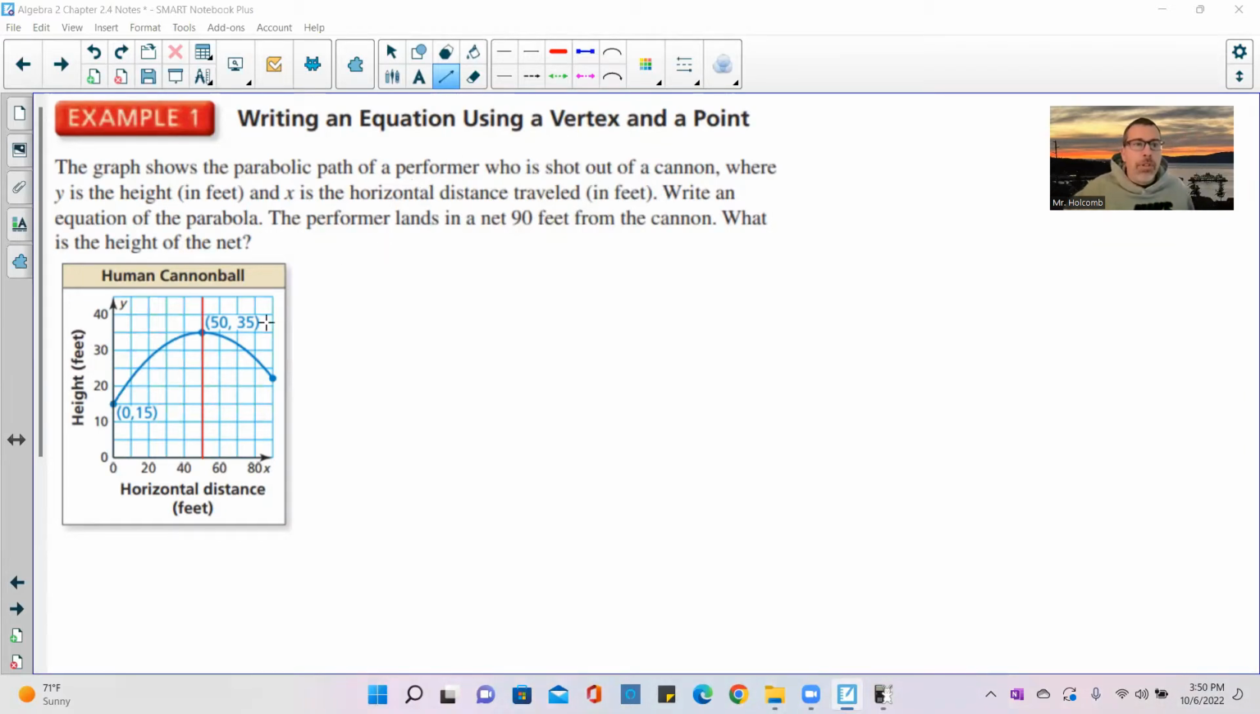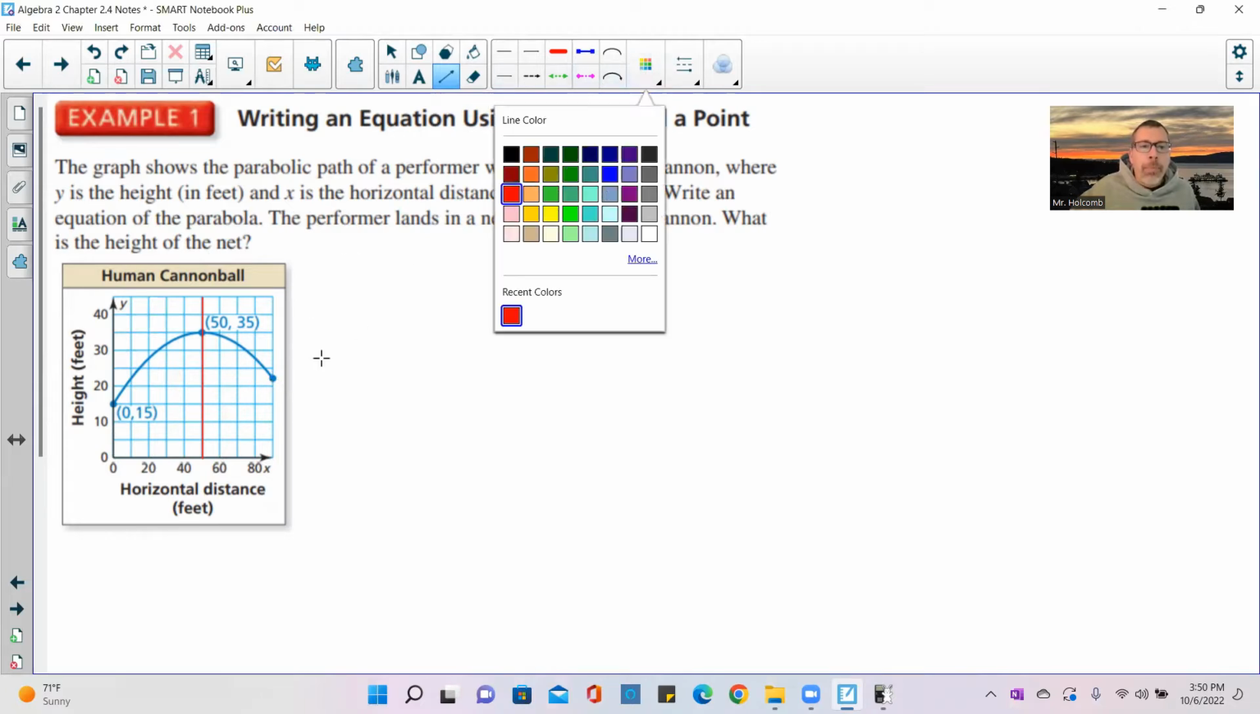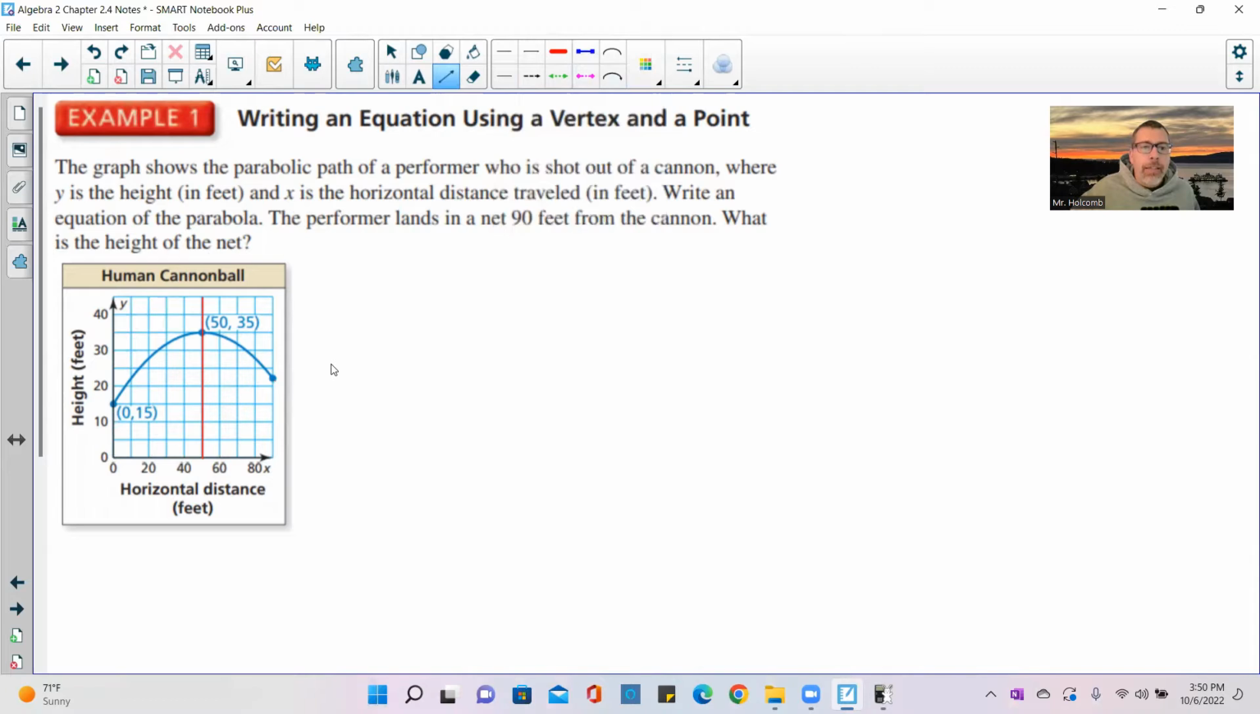So how far did that person go? They get shot out of this cannon, they go up, they reach a maximum, which is the vertex, and then they come down, and we write an equation of this parabola. The performer lands in a net 90 feet from the cannon. So here's 0, here's 80 feet from the cannon, and here is 90 feet from the cannon. And we want to know what the height of that point is. That's what they're asking.